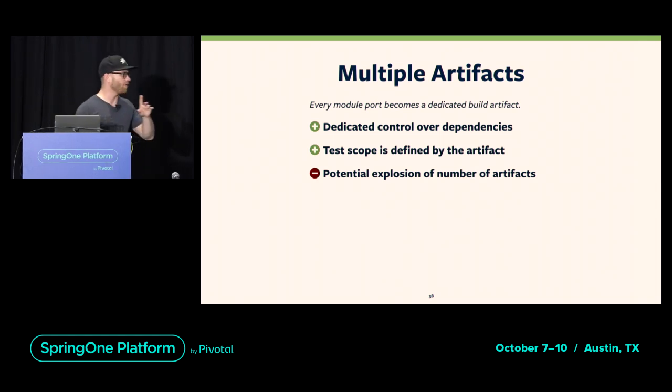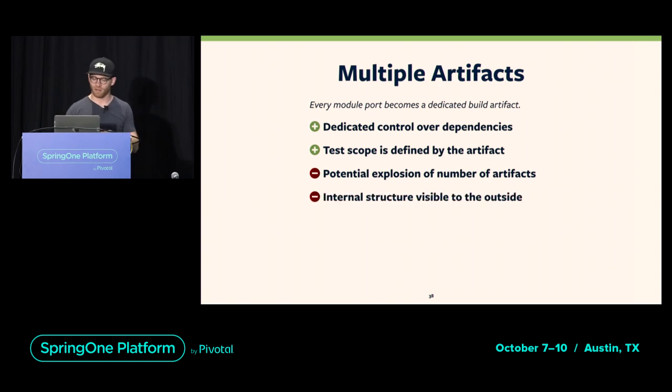Potential explosion of the number of artifacts. I've seen projects doing that. I've been involved in projects that ended up with 50 or more Maven modules for something like that, which, yeah, sort of works. It's still adding a lot of complexity, I think, if you can avoid it and it doesn't actually give you more than that, and it's fine.